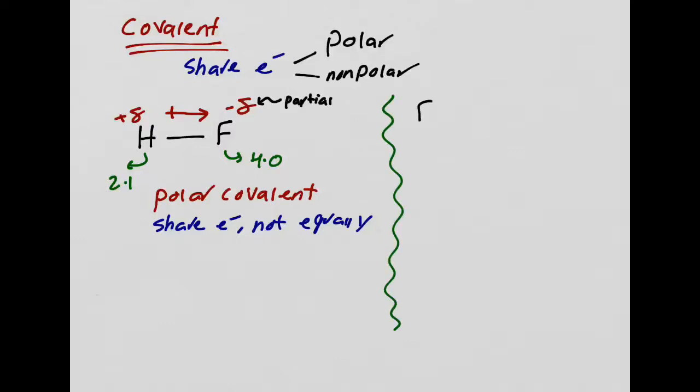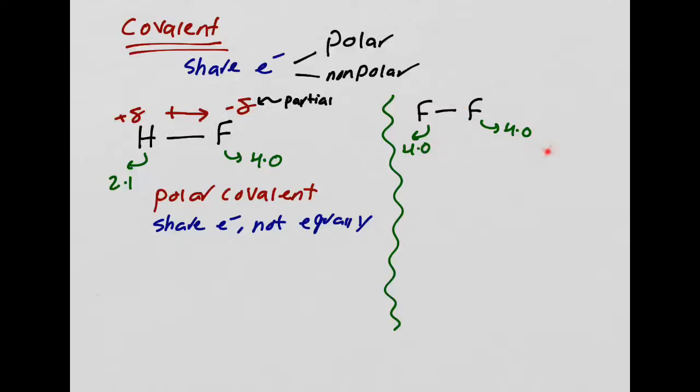Let's do another example. Let's say I have F2, F bonded to F. Now, the EN value of F is 4.0. You see where I'm going with that? So now these two atoms have the same EN value.